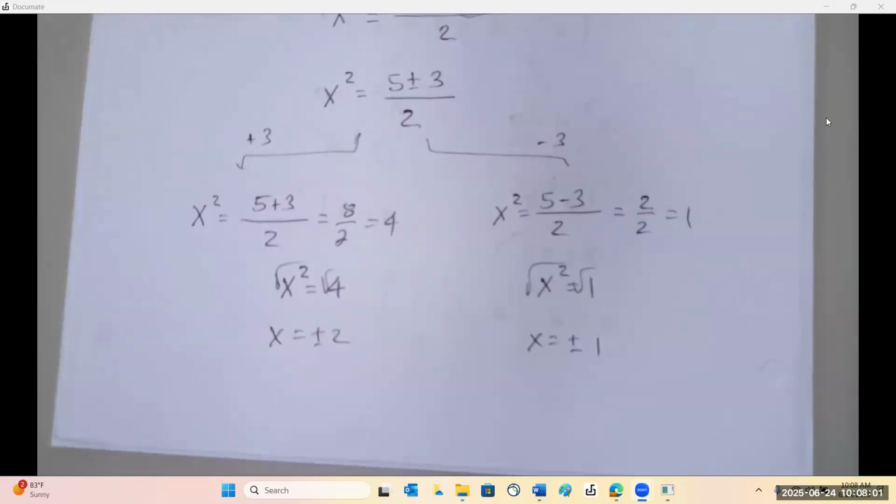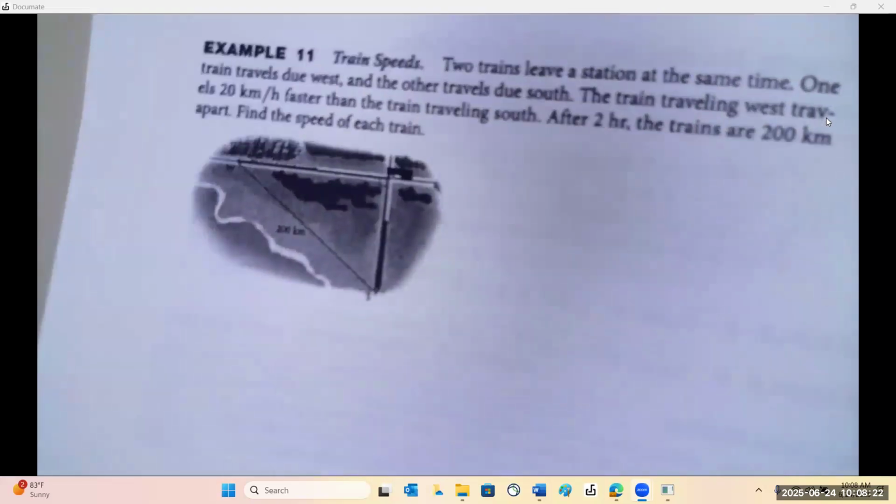We will do one word problem. Look at example 11 on the last page of the packets.